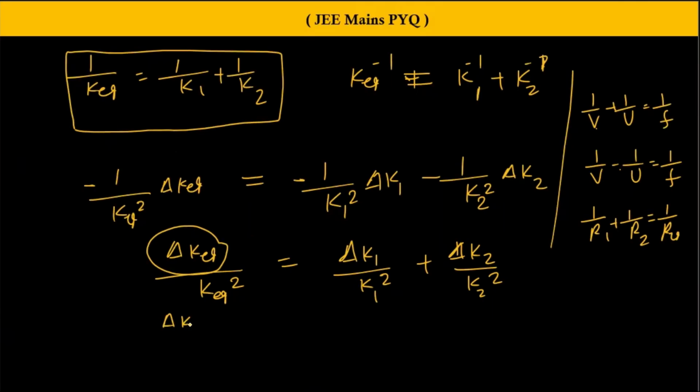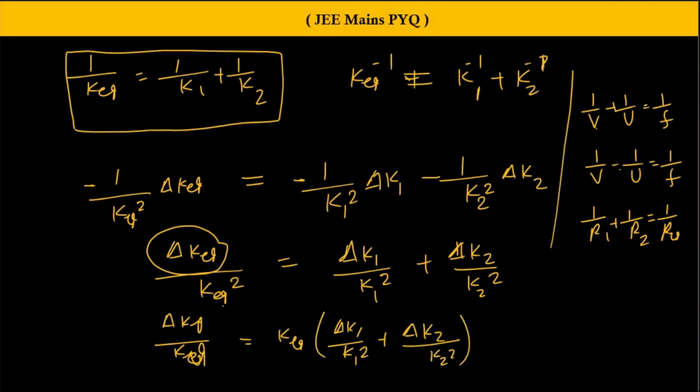अगर आपको डेल्टा k इक्विवेलेंट बाई k इक्विवेलेंट निकालना, क्योंकि यहाँ पे हमें परसेंटेज निकालना था, तो 1 के इक्विवेलेंट आप रिटेन कर लो, इनटू आप लिखोगे k इक्विवेलेंट डेल्टा k1 बाई k1 का स्क्वायर प्लस डेल्टा k2 बाई k2 का स्क्वायर, ऐसा कुछ लिखोगे. डन है. Now डेल्टा k1 is what, 0.1.